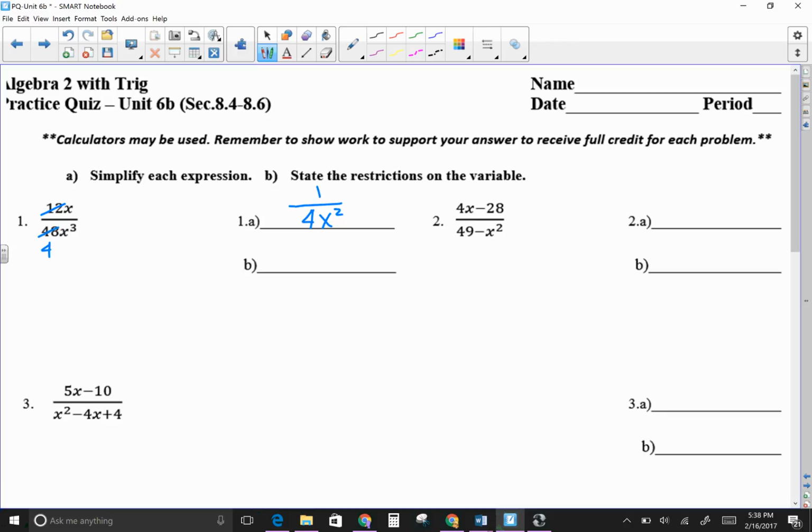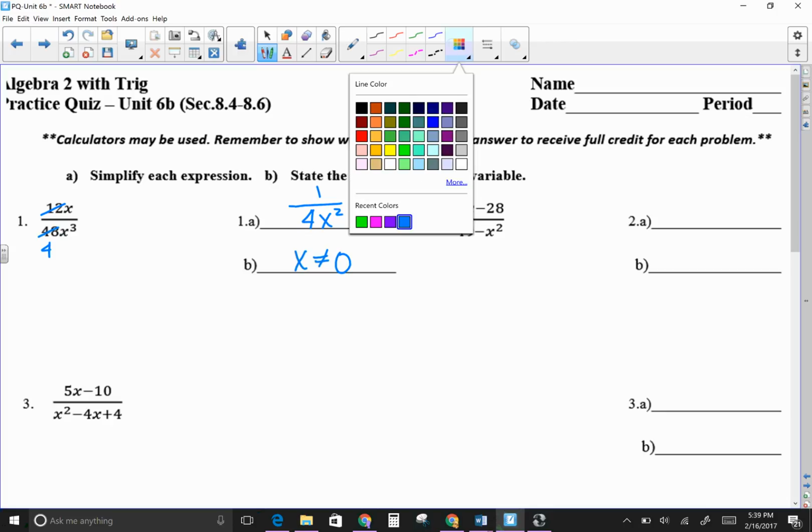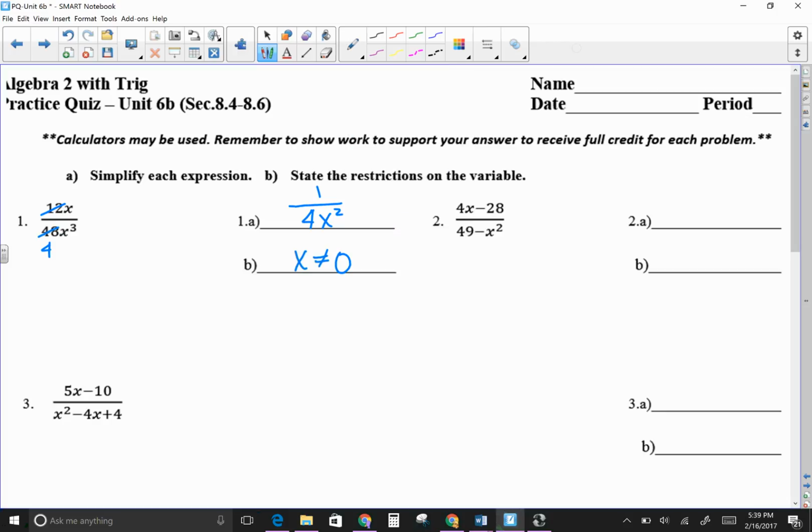And of course, all of that's on the bottom, so I have to have a 1 on the top. All right, the restrictions on my variable, again, if there are no pluses or minuses in this denominator, then that variable just cannot be 0, because that's what makes the denominator 0. Okay, on to the next one.